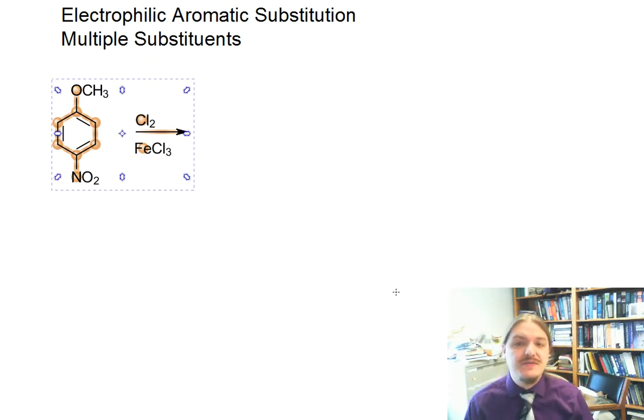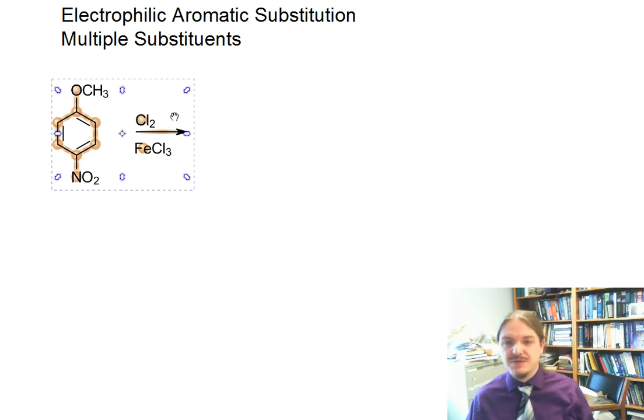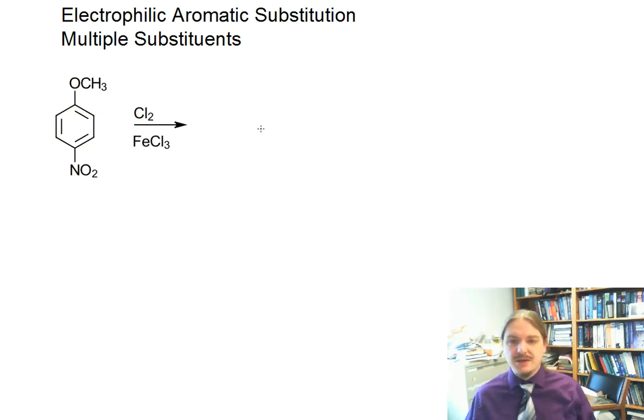Hello. In this video, I'm going to talk about the effect of multiple substituents on the regiochemical outcome of electrophilic aromatic substitution reactions. And I'm going to do this by way of a number of examples. For all of my examples, I'm going to use chlorination as an example electrophilic aromatic substitution reaction.